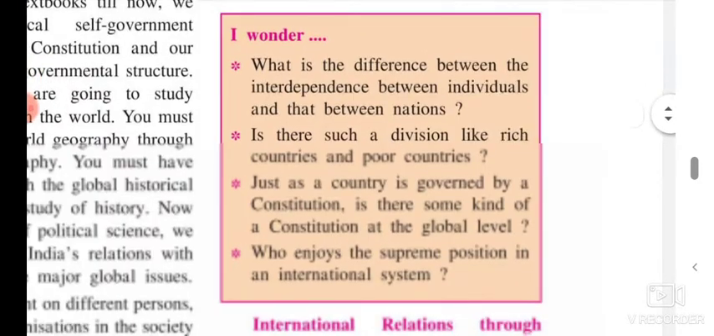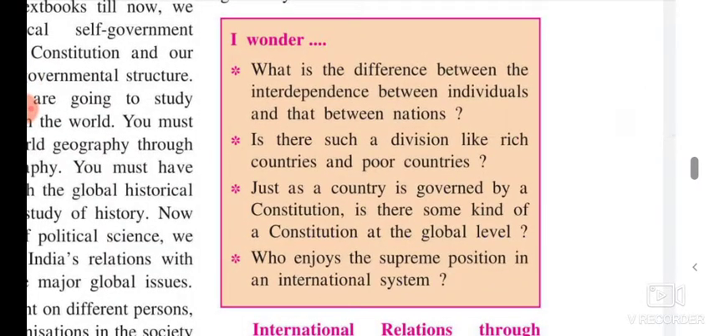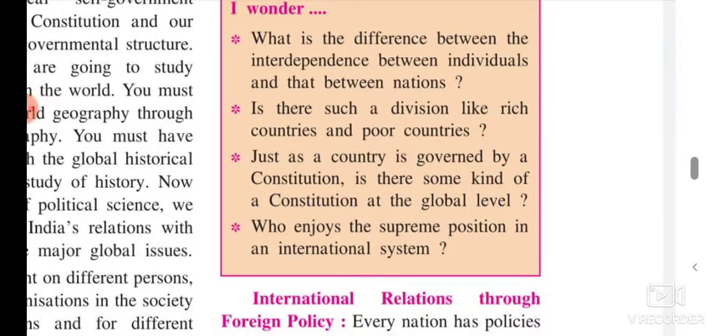We have some information in this box. Let's read it. We have 4 questions. Try to answer the questions. First one, what is the difference between the interdependence between individuals and between nations? Is there such a division like rich countries and poor countries? Next one. Just as a country is governed by its constitution, is there some kind of constitution at a global level? Next one. Who enjoys the supreme position as an international system?